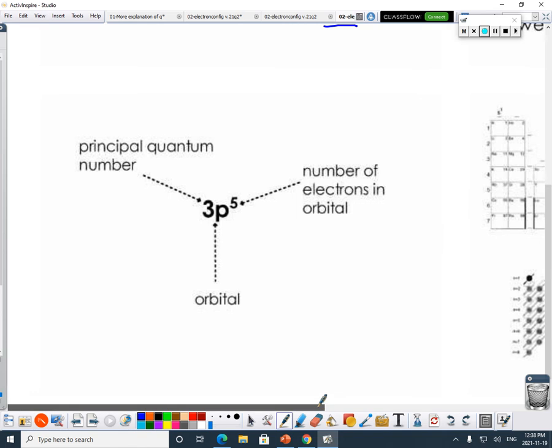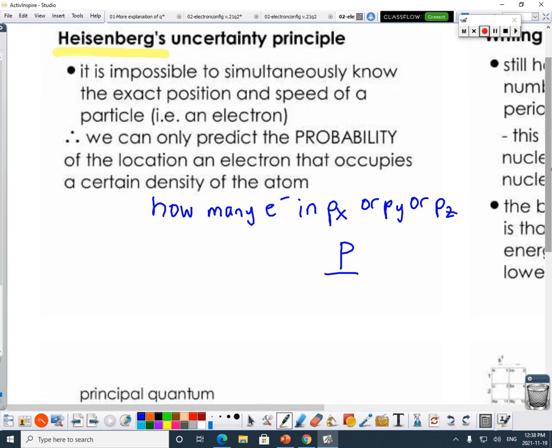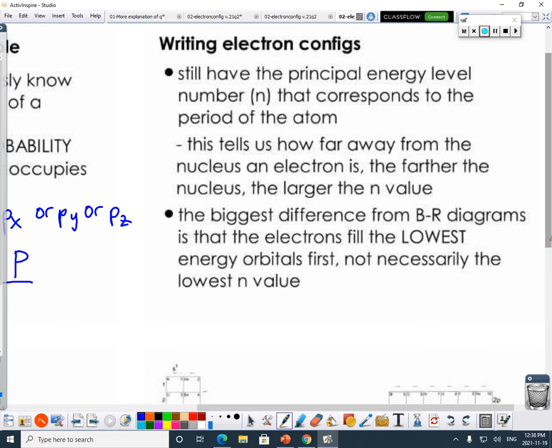So Bohr, one of his fundamental problems was that he said that the farther electrons were from the nucleus, that meant they had higher energy, and that's not always the case, okay? So we are now going to do lowest energy orbitals first, which is not necessarily the lowest n value. So it is not going to go in order of n. You are not meant to make it go in order, okay? You have to follow energy. How do we follow energy? You follow the periodic table.